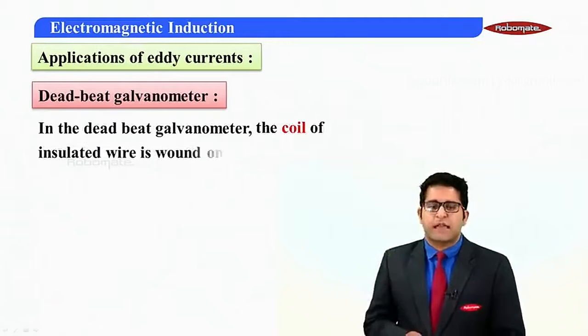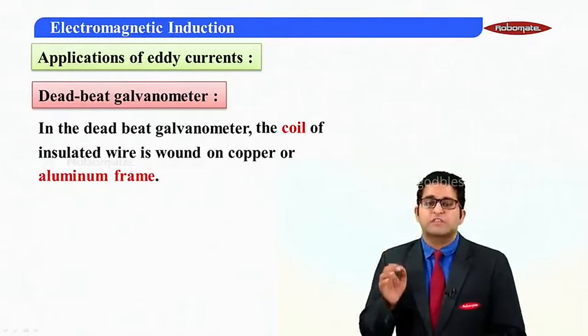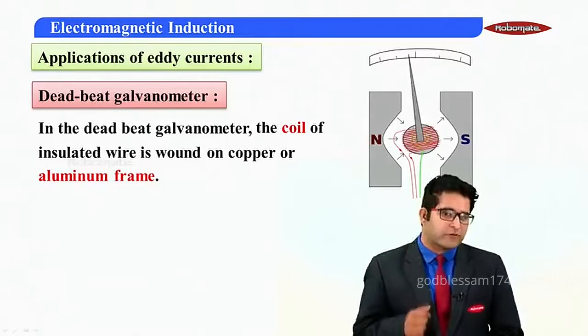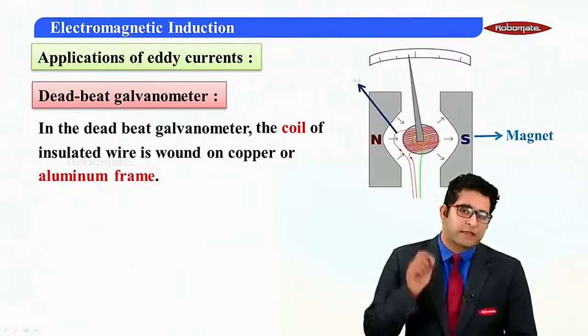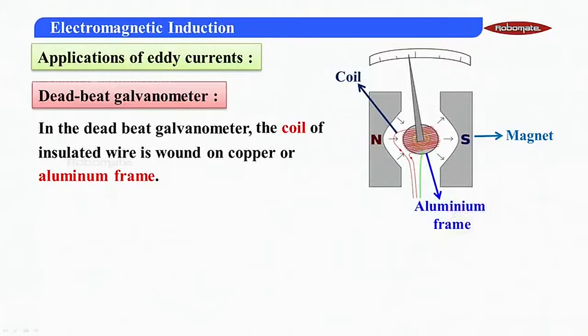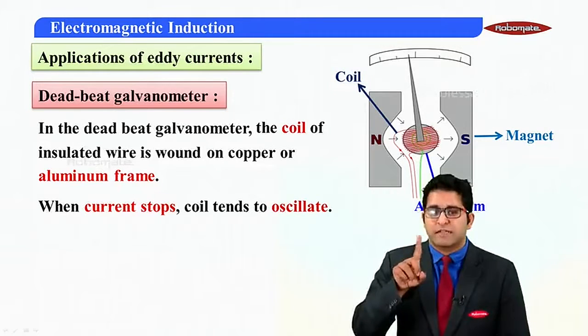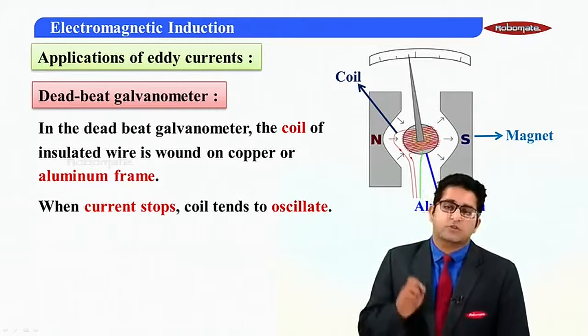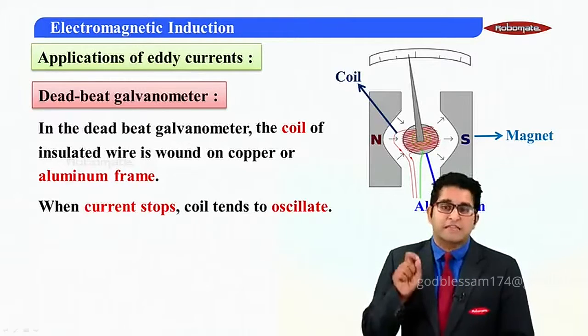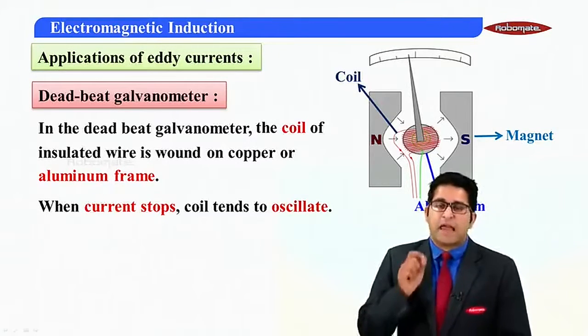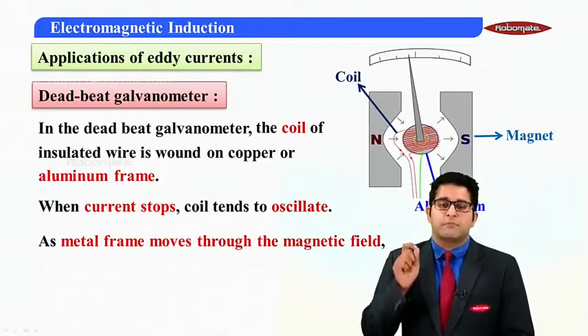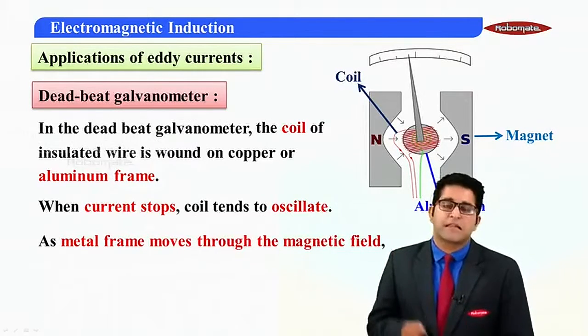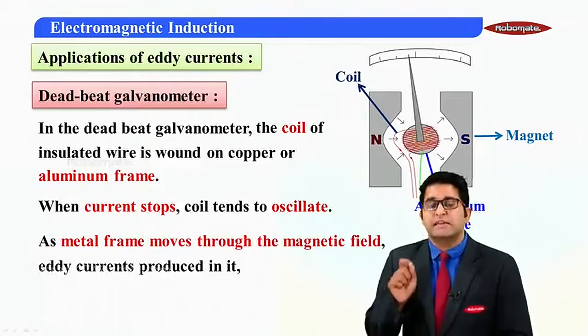Now students, in case of deadbeat galvanometer, the coil of insulated wire is wound on an aluminum frame. Now see the diagram carefully. Over here we have a magnet, then we have a coil, and this coil is wound on an aluminum frame. Now once the value of current is made zero or current stops, this particular pointer of deadbeat galvanometer starts oscillating like this. And once it starts oscillating, this aluminum plate is moving in a magnetic field, and as it is moving in a magnetic field, the magnetic flux which is linked with the metal plate changes, and because of this eddy currents are produced.